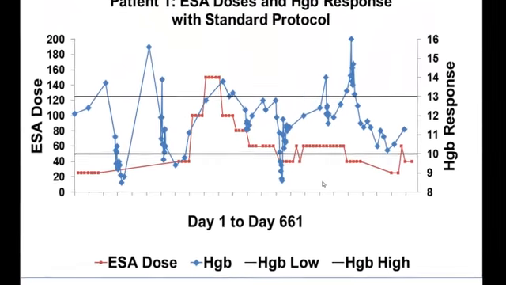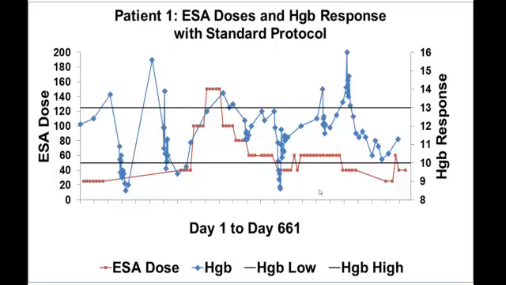This is a chart of almost 2 years' worth of data. On the left-hand side we have the ESA dosing level in micrograms. Here we're actually talking about Aranesp as opposed to Epogen. Here we have 0 to 200 micrograms on the left, and on the right-hand axis we have the hemoglobin response. The hemoglobin is in blue and the Aranesp doses are in red. And the 2 black lines are what were, up until about a year ago, the target range for the low and high hemoglobin values. The idea is to keep a patient within the target range.